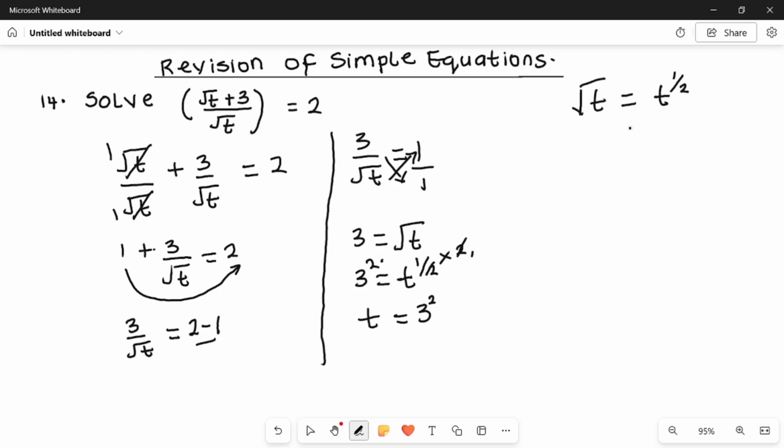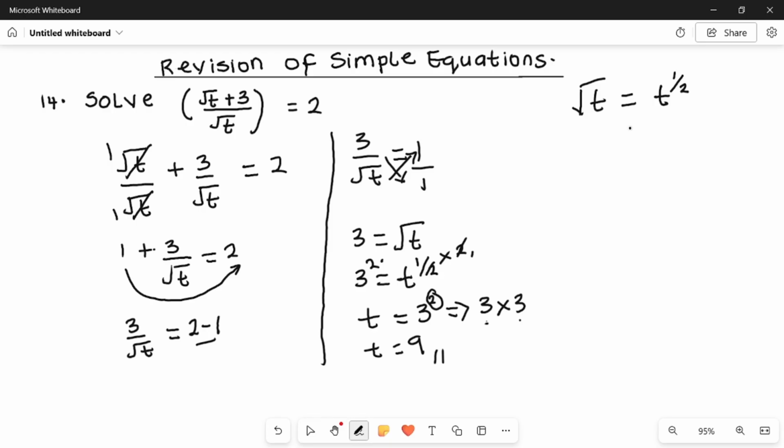When we cancel that, we're left with t equals 3 raised to power 2. So 3 raised to power 2 is the same thing as 3 times 3. Remember, our power, or index, is telling us how many times the base will multiply itself, right? So 3 times 3 will be equal to 9. So this is the first step.